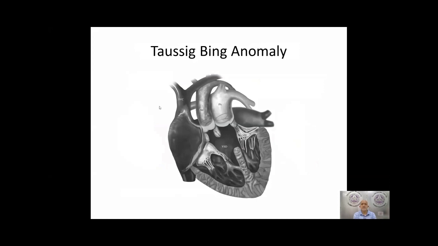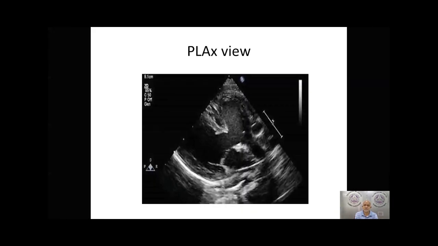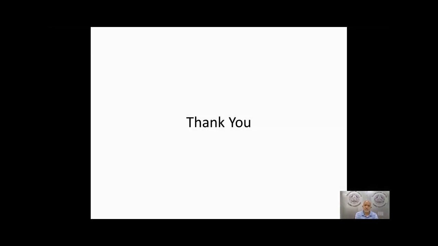A word about Taussig-Bing anomaly, this is a type of DORV. You can see here that the aorta is predominantly arising from the right ventricle and the pulmonary artery is overriding both the LV and RV, and you can see a large subpulmonary VSD. So this is a typical Taussig-Bing DORV with subpulmonary VSD, which behaves like TGA physiology, and treatment is also like TGA. They have a very high incidence of coarctation of the aorta in such patients. Thank you very much for your kind attention.